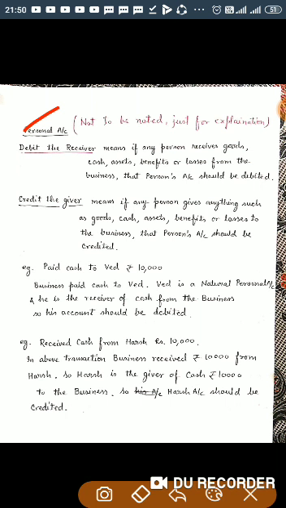For example, I paid cash to Ved. In this transaction, cash was paid to Ved. Who paid the cash? Business. Your business has paid cash to Ved. So Ved is a person, and he is receiving 10,000 from the business. Ved is a natural person. He is the receiver of cash from the business, so his account should be debited.